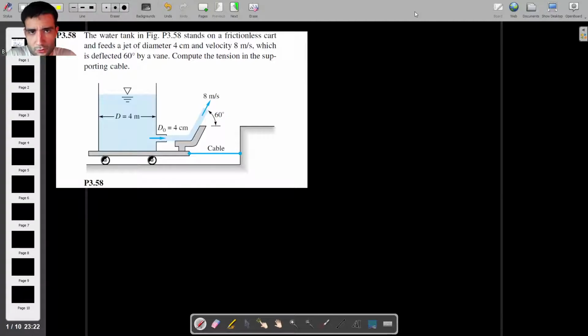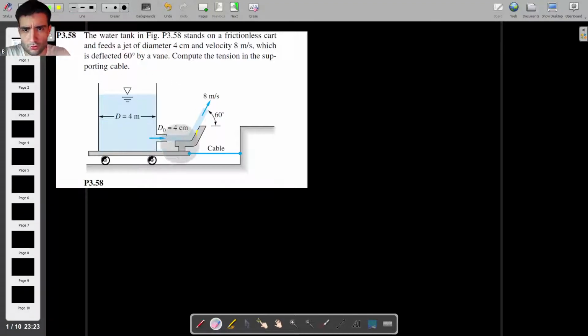So let's read this and let's see how to approach it. We've got a water tank which is sitting on a cart which is on wheels, and the cart is attached via a cable to some wall. And then there's a hole in this tank, and there's water coming out of that. And then there's this sort of deflector, well, it's a vane actually, and the water is deflected at 60 degrees with respect to the horizontal. And we know that the water leaves with a velocity of 8 meters per second. So the question here is, what is the tension in that cable, in the supporting cable?